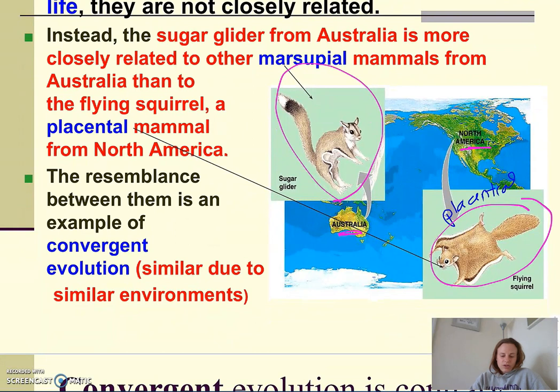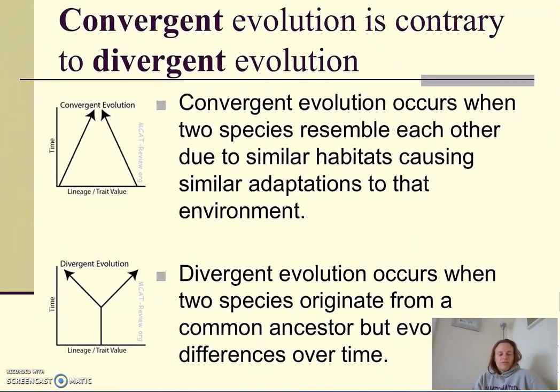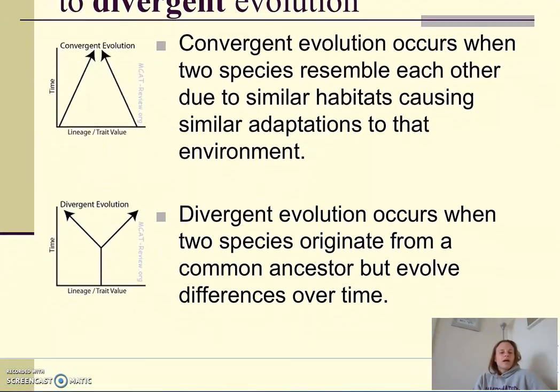However, these sugar gliders are more closely related to other marsupial mammals, not to a placental mammal such as the flying squirrel. What this is an example of is called convergent evolution, where organisms are similar due to similar environments. Another type of evolution is known as divergent evolution, when two species originate from a common ancestor. So here would be your common ancestor, but then evolve differences over time.